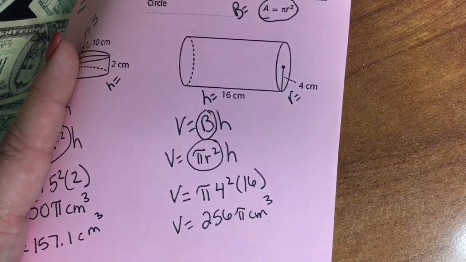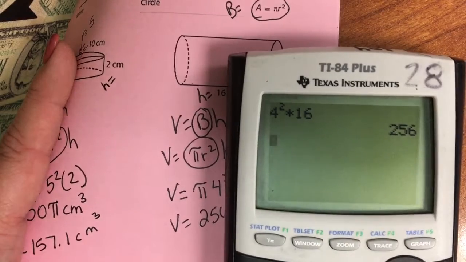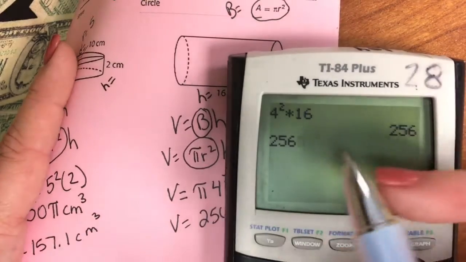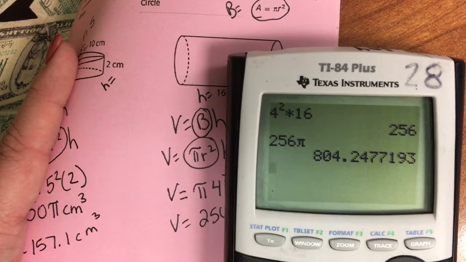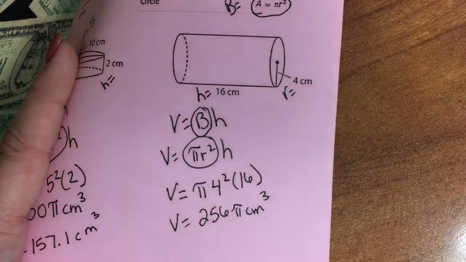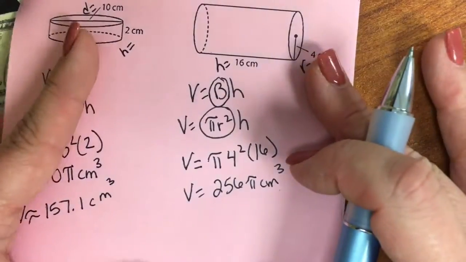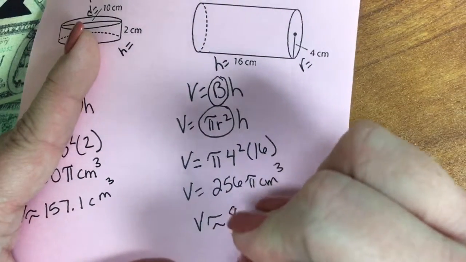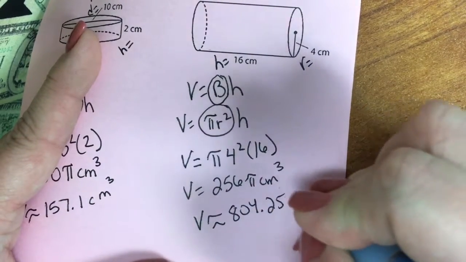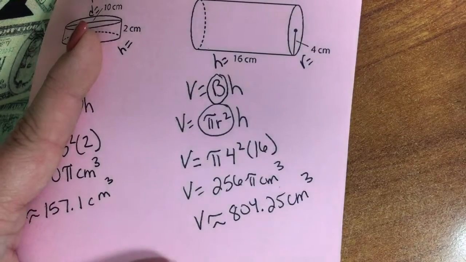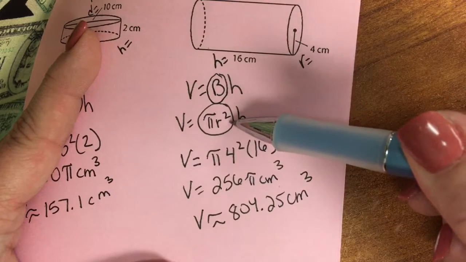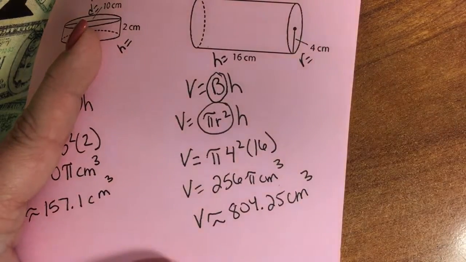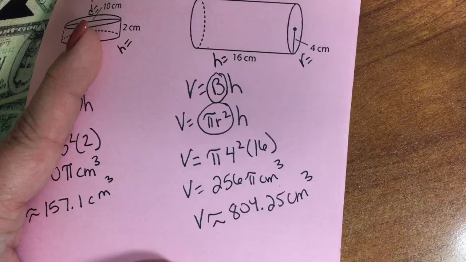So sometimes answers will be left that way. All right, so 256 pi, second button, caret button, gives me pi. So that's about 804.25. All right, so this is about 804.25 centimeters cubed. So for volume of a cylinder, you're going to take your formula, replace big B with area of a circle, plug your numbers in, stick it all in the calculator, and you're done.